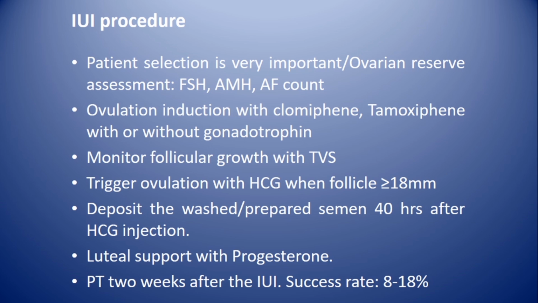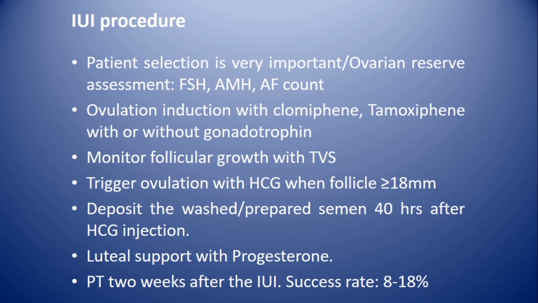Then you trigger ovulation with HCG when the dominant follicle is greater than 18 millimeters in diameter based on the ultrasound scanning. Then the sperm is collected, washed and prepared, and the woman is inseminated 40 hours after the HCG injection. The HCG injection serves as the LH surge, so you expect 36 hours later for the woman to ovulate. So the IUI is done after the 36 hours, maybe from 38 hours to 40 hours, to give time for the egg to be traveling along the fallopian tube.